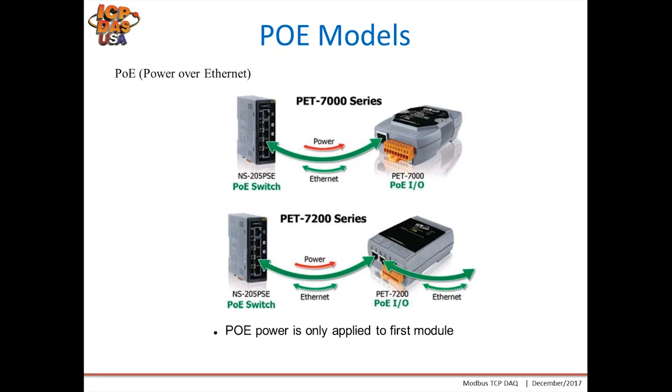There are models of both the ET and PET, ET 7000 and ET 7200, which have power over Ethernet feature. One note, the PET 7200 modules have power over Ethernet, however, only the first module will be POE. Every additional module will require a separate power source, and power will not be passed through to subsequent modules.